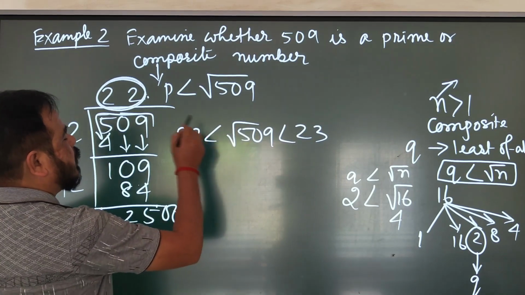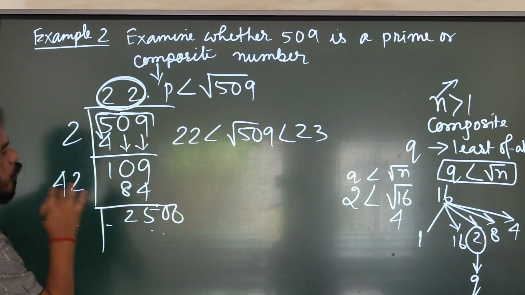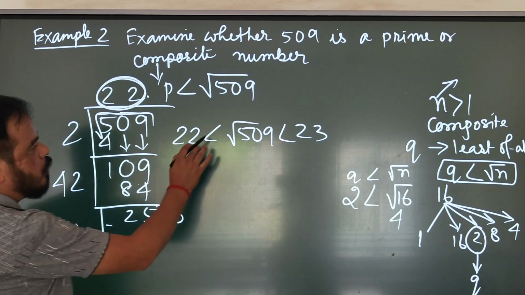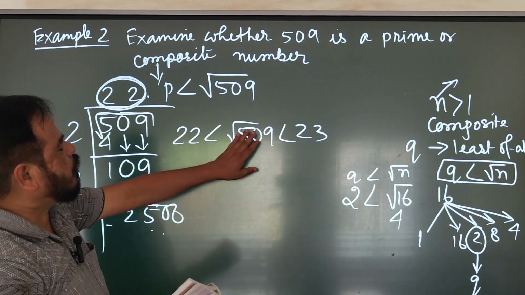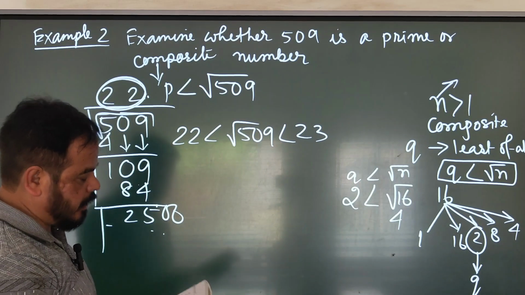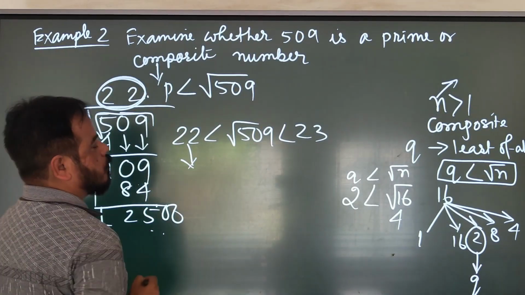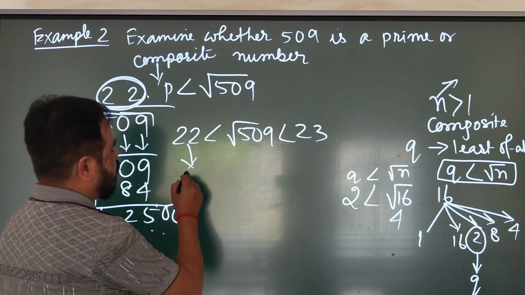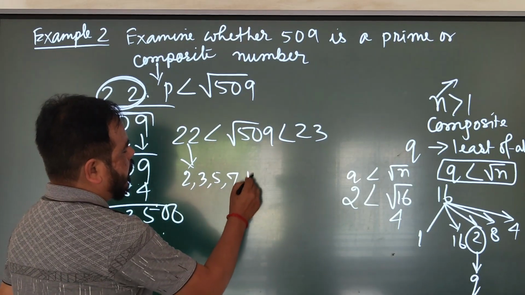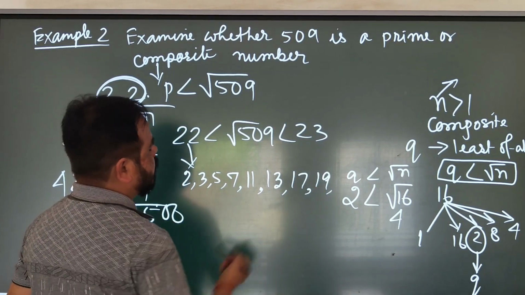Square root of 509 is greater than 22 and smaller than 23 because we have done the square root. We will get 22 point something here. So surely the square root of 509 will be between 22 and 23. So the prime numbers less than 22 are 2, 3, 5, 7, 11, 13, 17, 19.